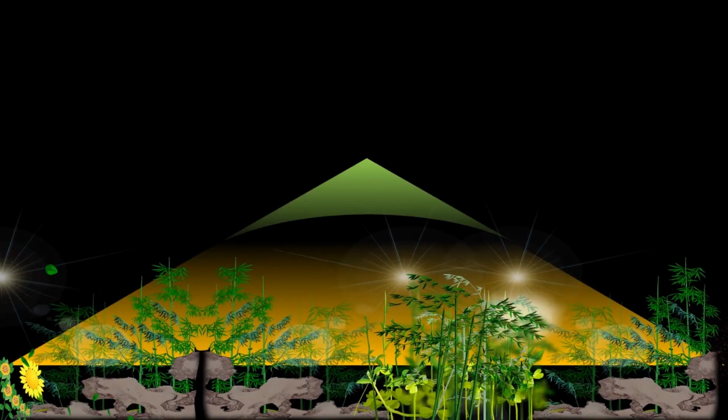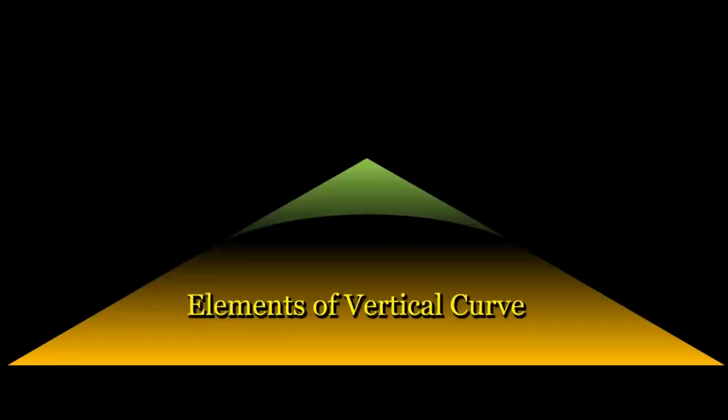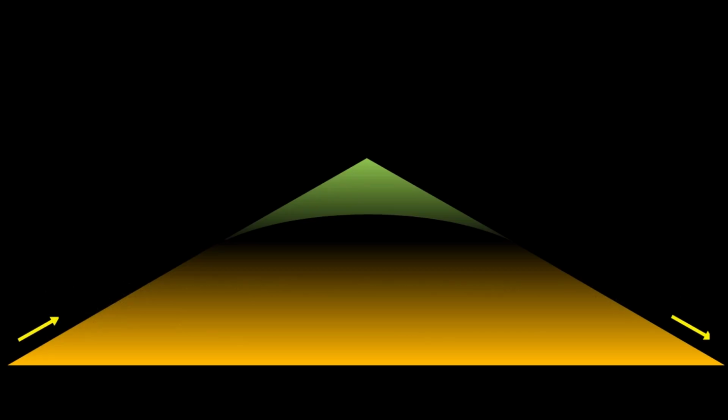Before diving into the design aspects, let's first understand the essential elements of a vertical curve. Elements of a vertical curve. Vertical curves are defined by their grade or gradient, denoted as G, which represents the slope of the road. This is expressed in two ways. Percentage. Example: 2% or 3%. Ratio: 1 in n. Example: 1 in 100 or 1 in 400.